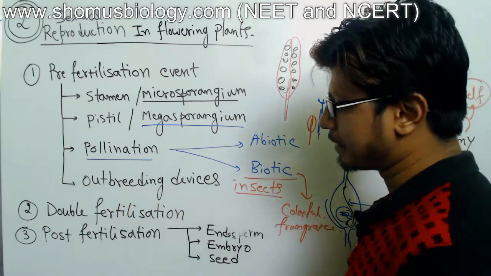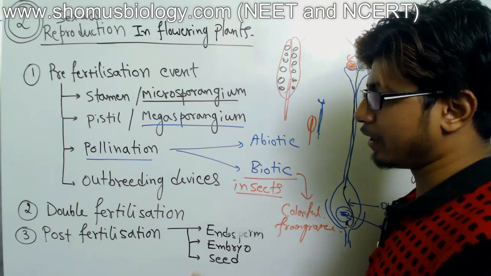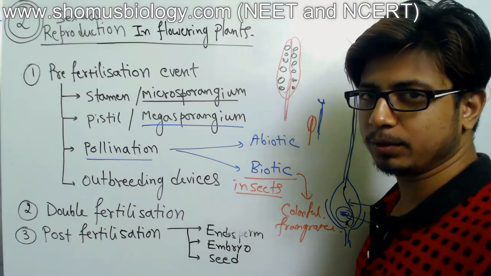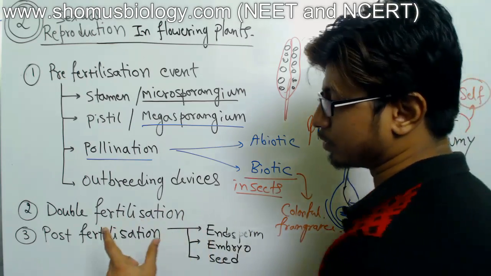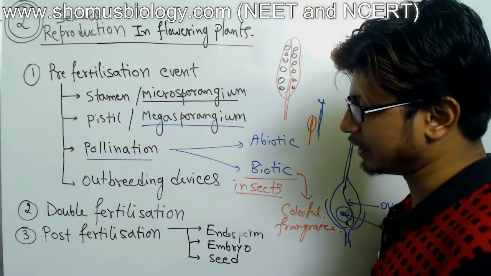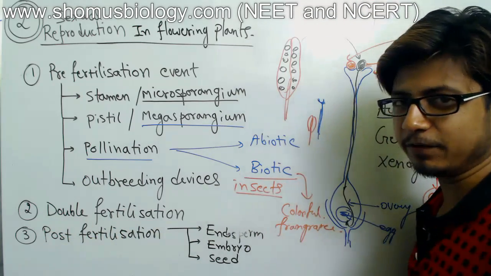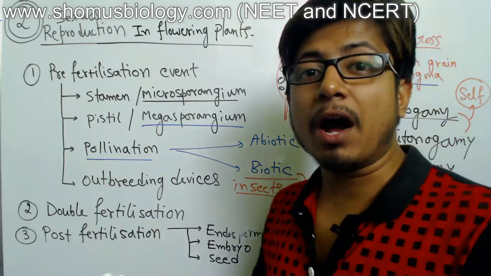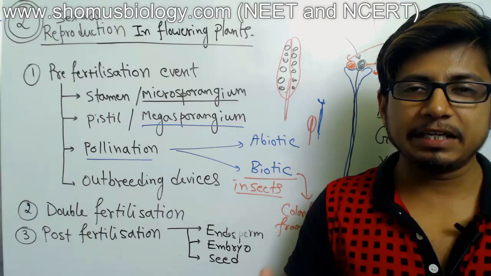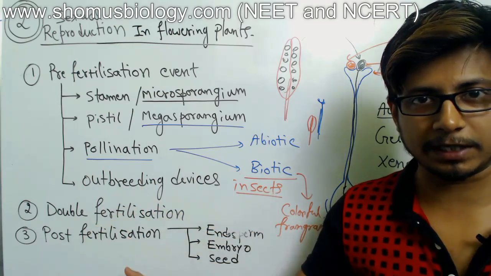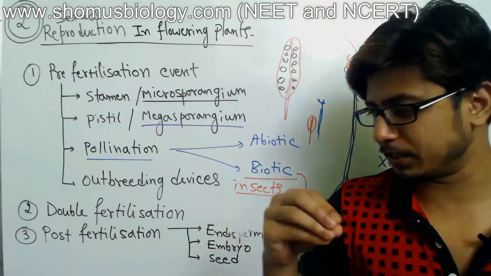We have already seen that. So if you haven't seen that part, I recommend you go and watch that video on my channel, because that will make more sense to understand this video, which comes to the third part of our chapter, that is post-fertilization events. Post means after, pre means earlier. So post-fertilization events means events that occur after the double fertilization in flowering plants.